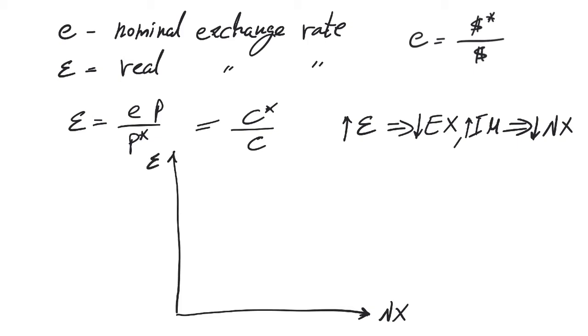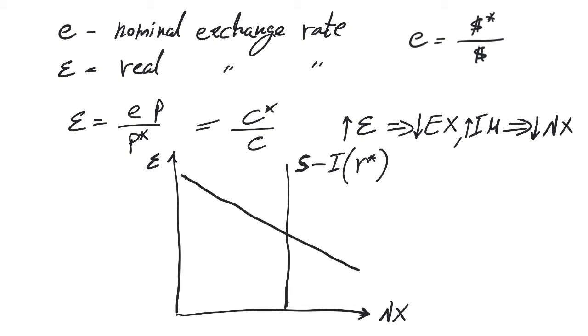And so that's what we do in the next framework, where we look at net exports and the real exchange rate. And now, instead of separating saving and investment, we have a saving and investment line. So S minus I as a function of R star. So that's our net exports from the investment side. And then we have the net export from the trade side.